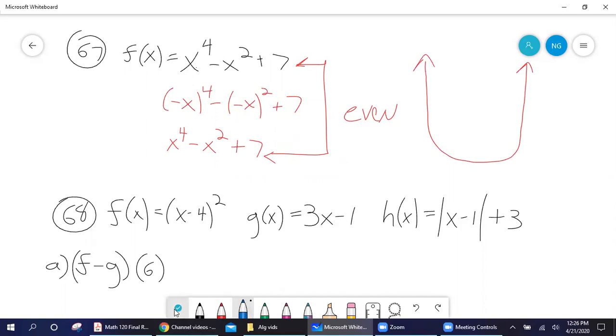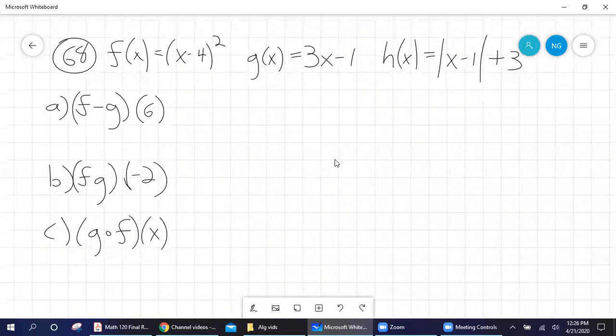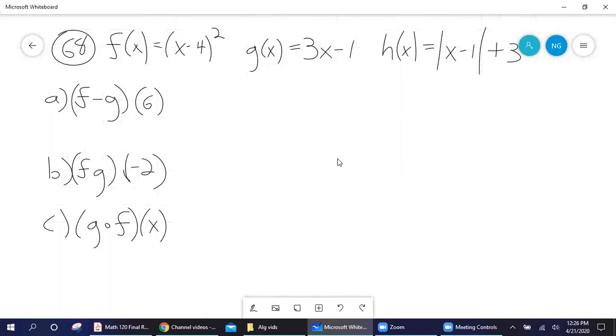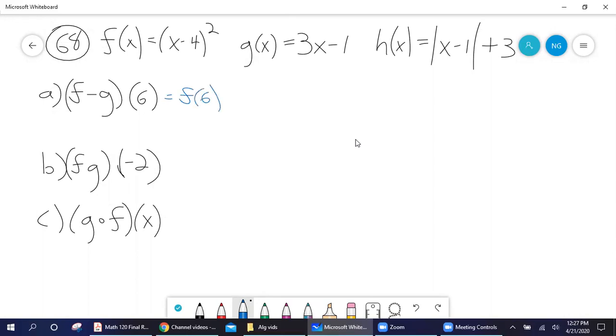On number 68, now we're getting to operations on functions and composition of functions. Part A wants f minus g of 6. What this essentially means is find f of 6, find g of 6, and subtract them.